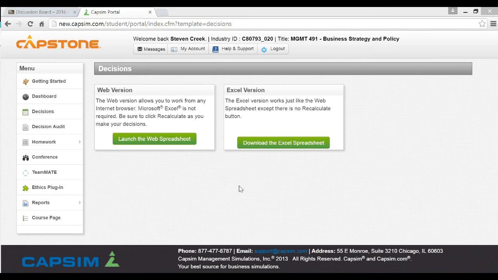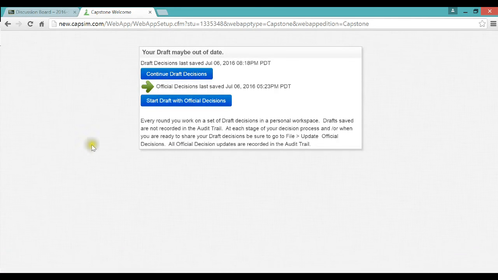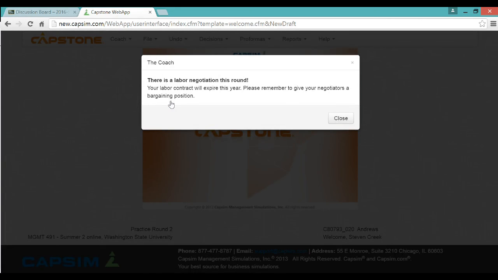I recommend that everyone use the web spreadsheet because regardless of the version of Excel you use and regardless of the type of computer you're on, everyone's version will look the same if we all use the web spreadsheet. So that's what I'll do here, and I'm going to start my draft with official decisions. So for this example, I have already completed round 1 and I'm about to make my decisions for round 2.